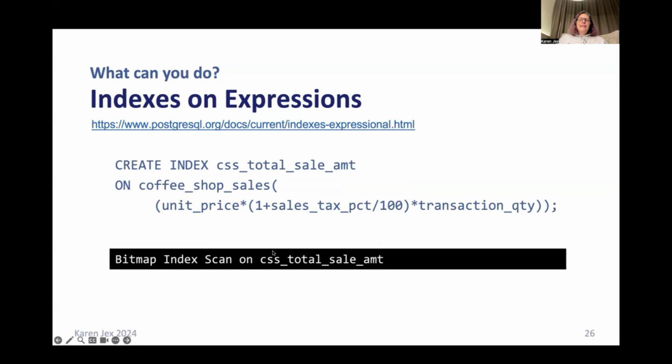As well as creating indexes on one or more table columns, you can also create indexes on functions or scalar expressions computed from your table columns. Here I created an index on the total sale amount expression that's used in our query. And then when I reran the query, I could see bitmap index scan on CSS total sale amount. So that shows that the index is being used. And in this case, the execution time went down to just over a second.